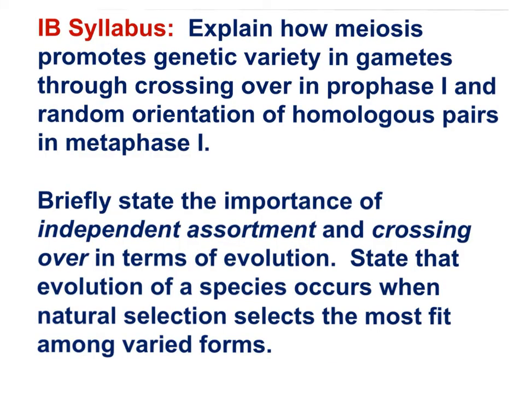So I've come back to this IB syllabus statement to examine the genetic variety that originates from the random orientation of homologous pairs in metaphase I. This random orientation of chromosomes and the subsequent movement of those chromosomes to gametes is also known as independent assortment, Mendel's law of independent assortment. I'd also like to briefly state the importance of independent assortment and crossing over in terms of evolution, state that evolution of a species occurs when natural selection selects the most fit among varied forms.